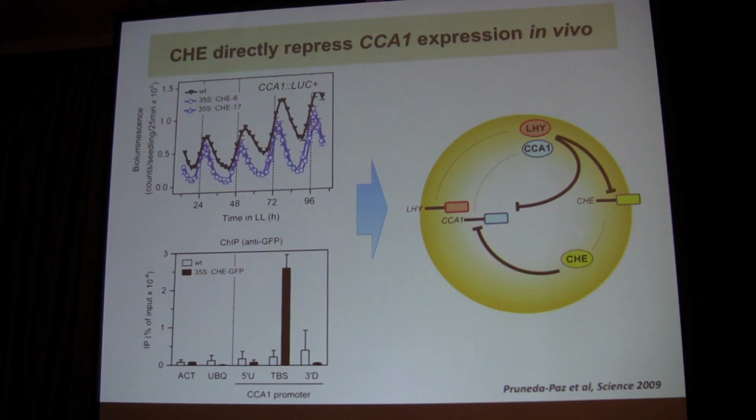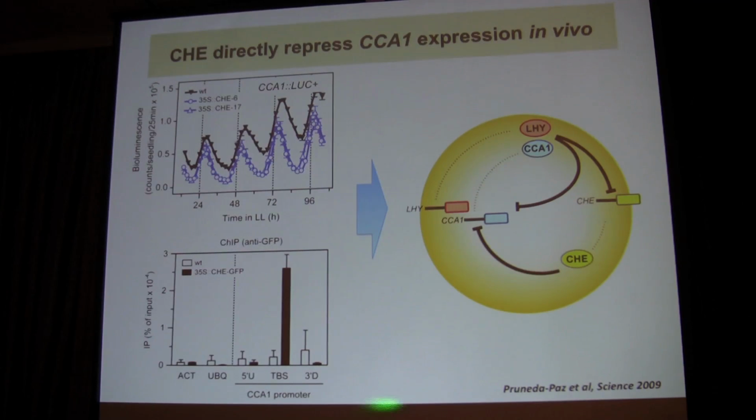So what we did was to overexpress Che in Arabidopsis plants that carry a CC1 promoter driving the expression of luciferase. As you can see here, the wild type traces are in black, and 2 overexpression lines are in blue, and you can see how the overall amplitude of the oscillations is reduced in the overexpression lines, and the phase of the peak is different. The peak in the overexpressors is about 1 to 2 hours earlier than the peak of expression in the wild-type plants. So these and other experiments that we performed indicated that this transcription factor Che is biologically relevant for the function of the circadian clock.